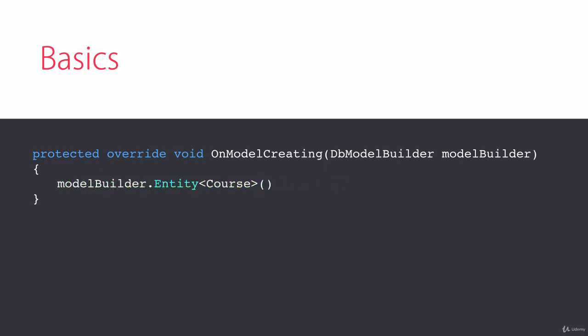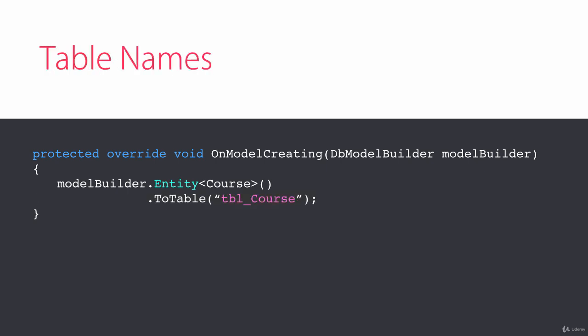Now, in terms of mechanics, we use the model builder object that is passed to this method. Model builder has a few methods, but the one we use quite often is the Entity method. This is a generic method that takes the target type. In this example, we're calling the Entity method, passing Course as the generic parameter. Now, this method returns an entity type configuration object that we use to supply configuration for this entity, for the Course class.